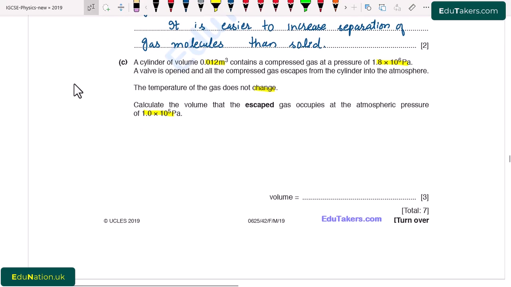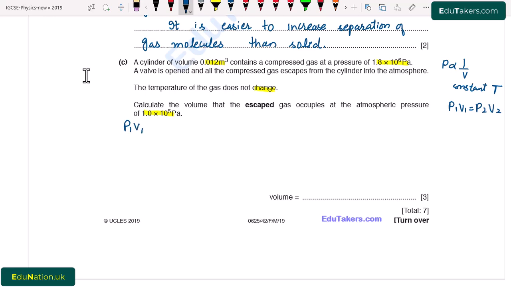So here we have to calculate the volume of the escaped gas, and the temperature here is not changing. It means that we can use Boyle's law, because in Boyle's law we say that pressure is inversely proportional to volume at constant temperature. Here the temperature does not change, so pressure will be inversely proportional to volume, or we write P1 V1 is equal to P2 V2. Using this formula, we have to calculate the value of V2.